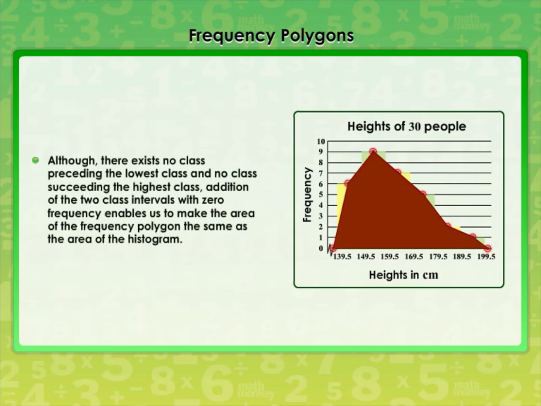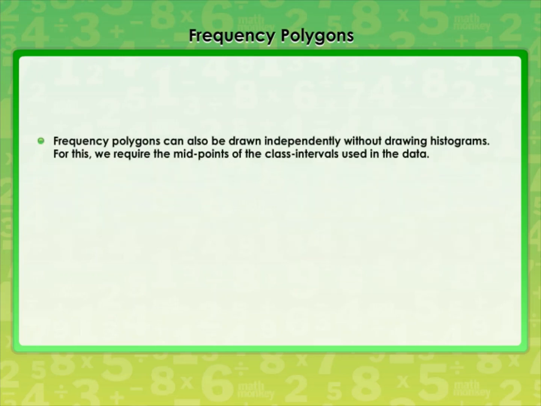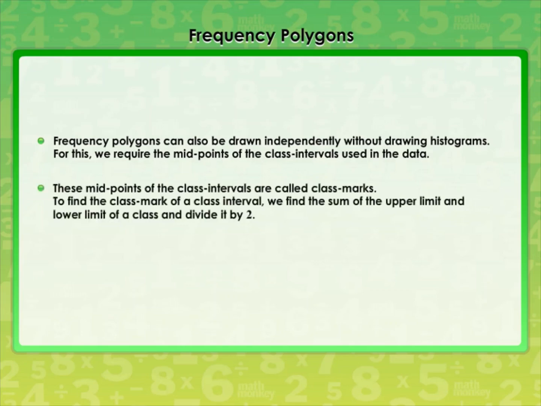Although there exists no class preceding the lowest class and no class succeeding the highest class, addition of the two class intervals with zero frequency enables us to make the area of the frequency polygon the same as the area of the histogram. Frequency polygons can also be drawn independently without drawing histograms. For this, we require the midpoints of the class intervals used in this data. These midpoints of the class intervals are called class marks.